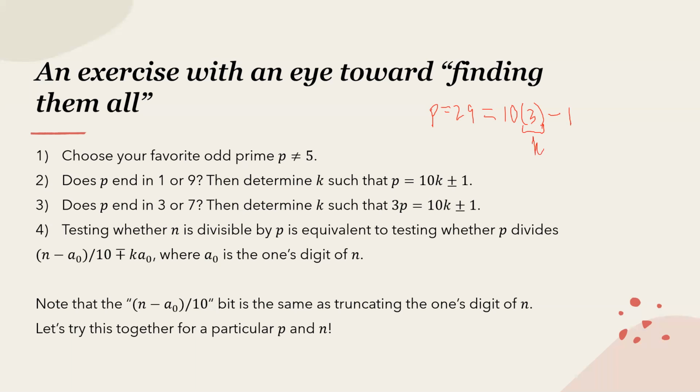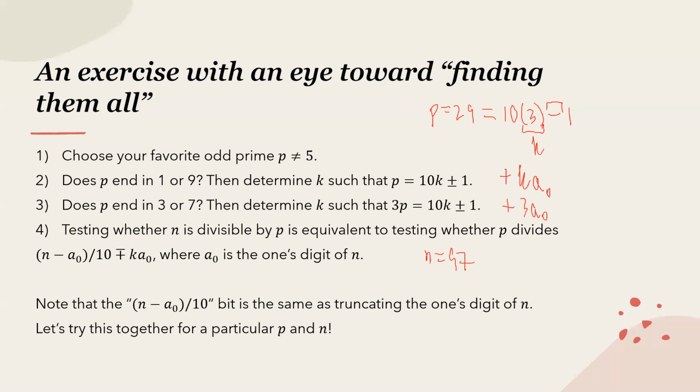Does that make sense? And because we subtracted, the test is going to be to truncate the last digit and go plus K times the last digit. That's it. Plus 3 times the last digit. Let's actually try that for a number that we know 29 divides. Let's try it for, say, N equal to 97.